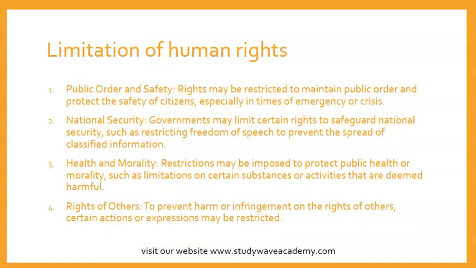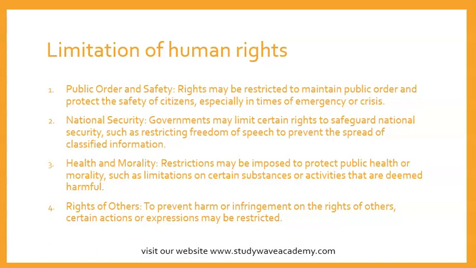Now let's look at limitation of human rights. Limitations on human rights often exist to balance individual freedoms with well-being and safety of society as a whole, okay? So here are some limitations. Public order and safety. Rights may be restricted to maintain public order and protect the safety of citizens, especially in times of emergency or crisis, okay? Do you understand? Sometimes rights are restricted to keep things orderly and protect people.